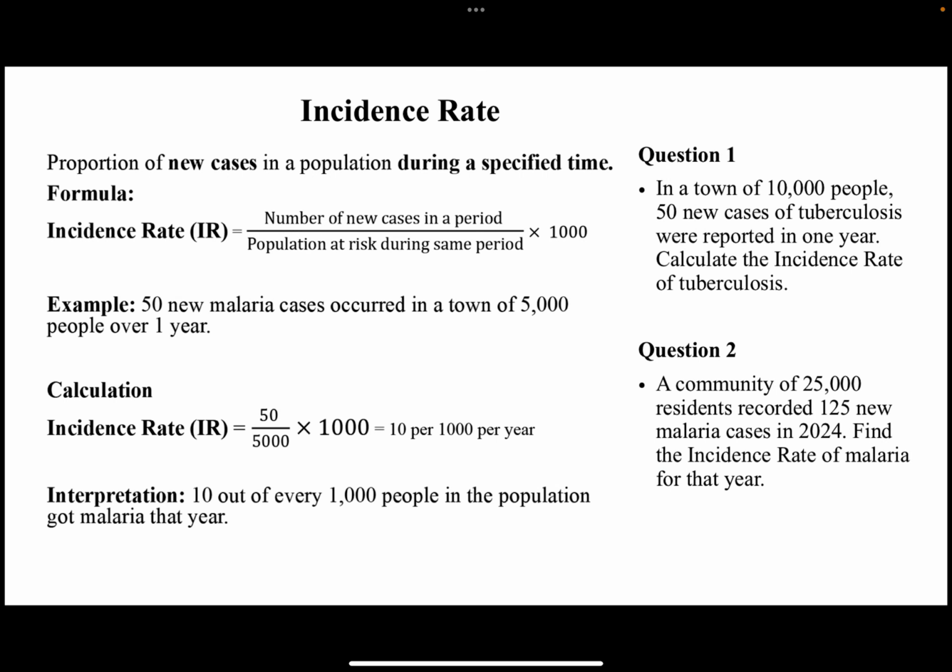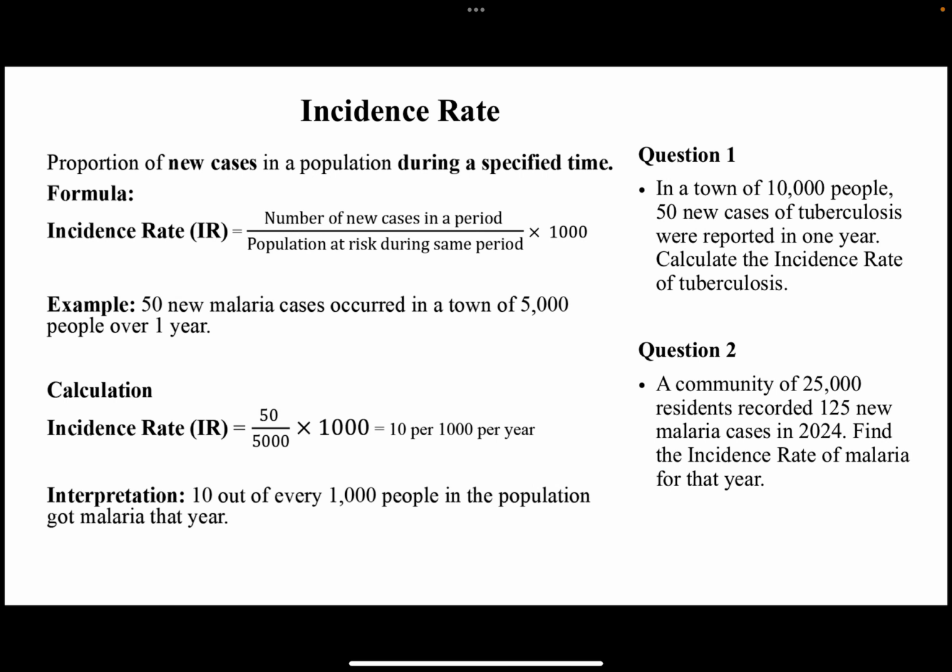From the question, what is the population? The population is 5,000. How many malaria cases? 50. So the incidence rate is 50 over 5,000, then you multiply by 1,000. If you perform your calculation, you are going to get 10. In writing the answer, you always write 10 per 1,000 per year.